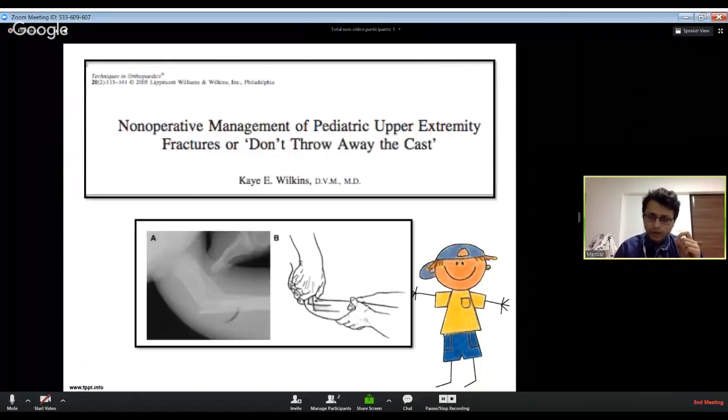How do we do it? Well, basically the deformity has to be over-exaggerated. So you hyperdorsiflex the fracture.